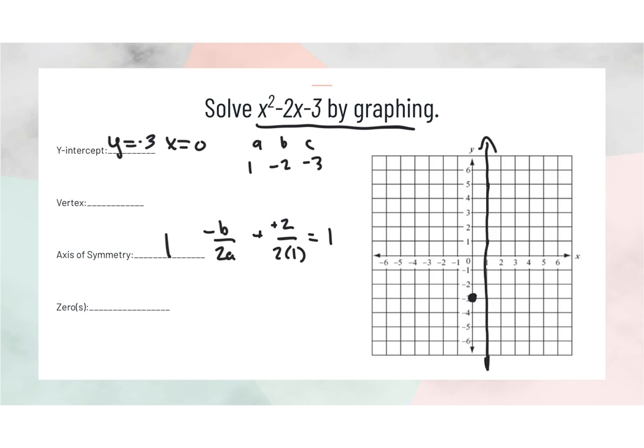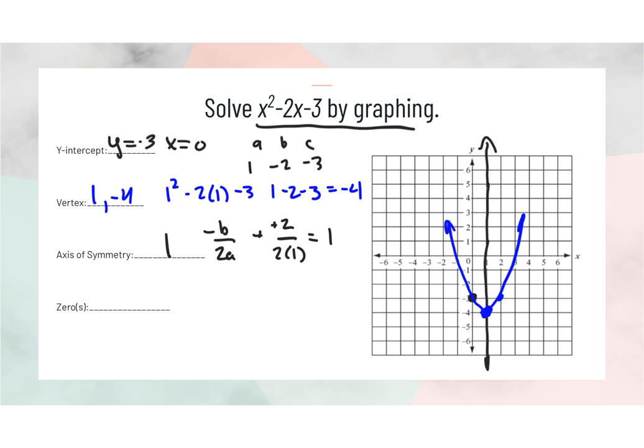All right, so my vertex is what happens when I substitute that into the equation. So I get 1 squared minus 2 times 1 minus 3. That's 1 minus 2 minus 3, which is -4. So my vertex is going to be at (1, -4), right there. I match it on the other side, and I sketch my graph.